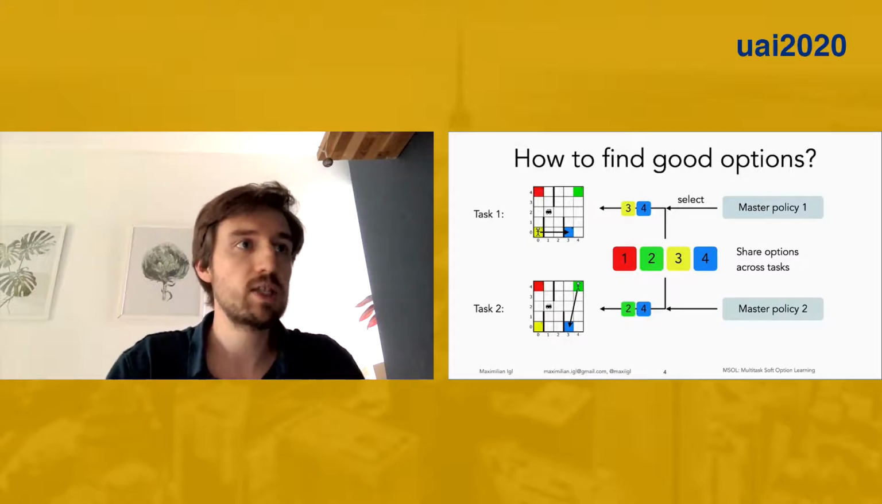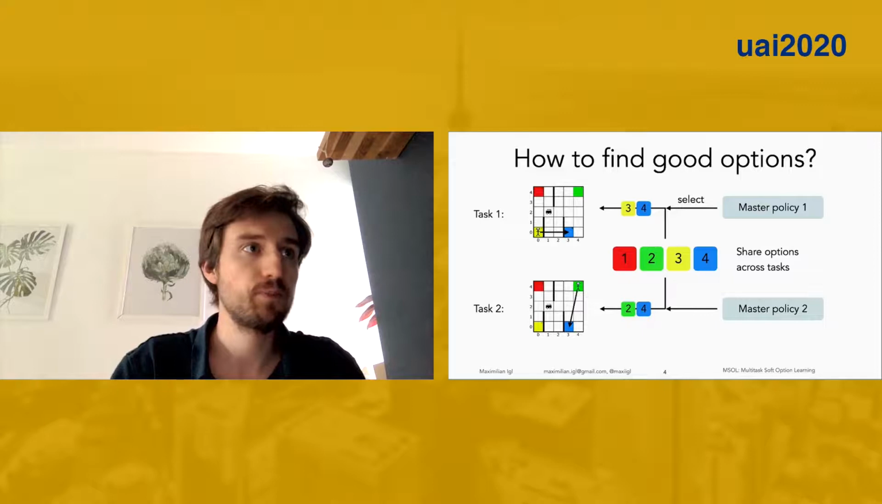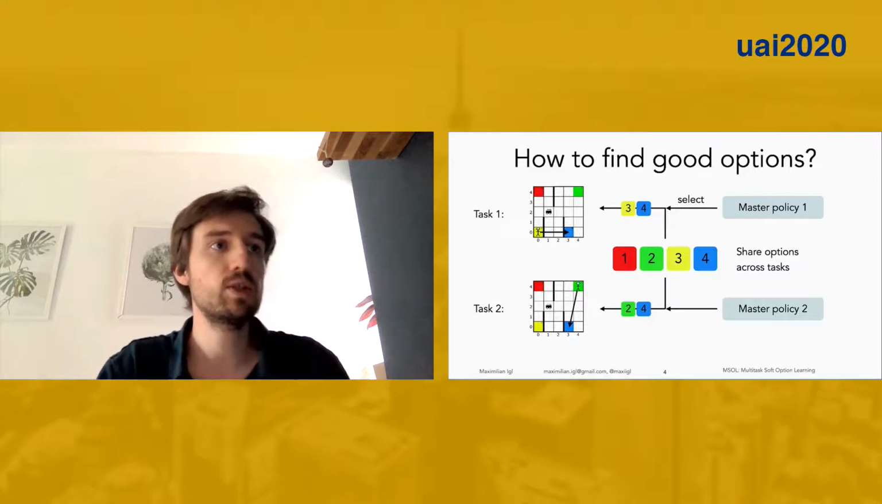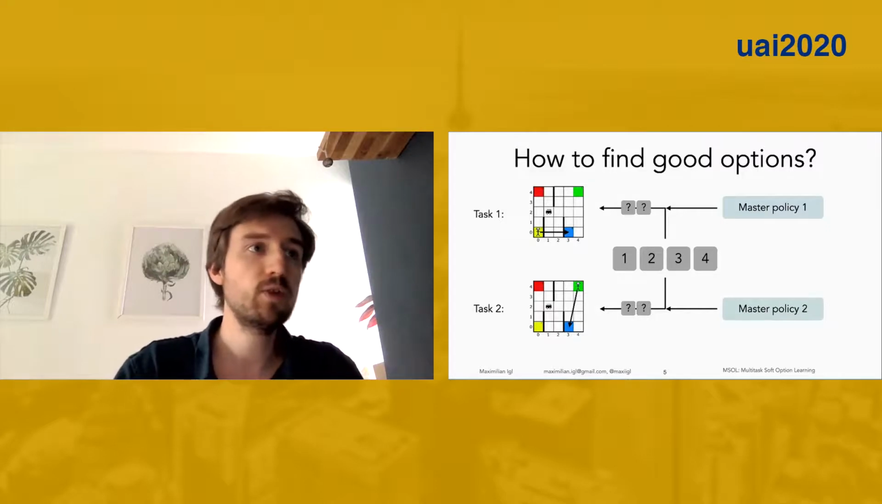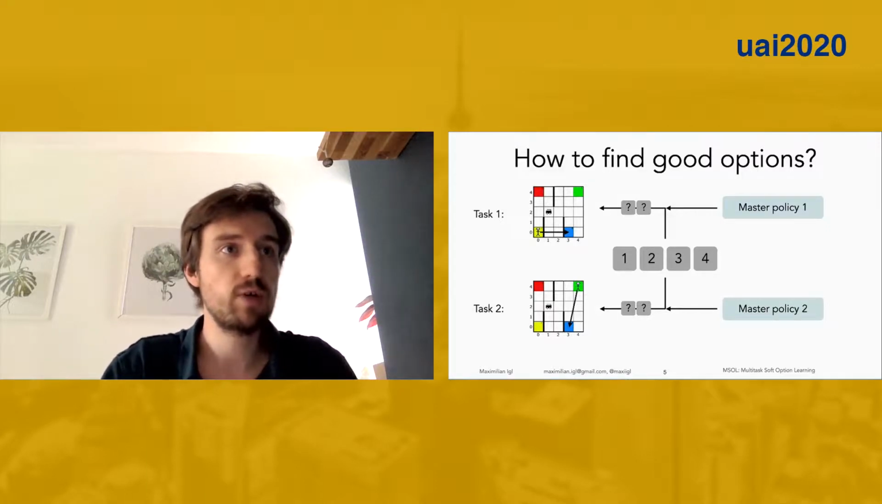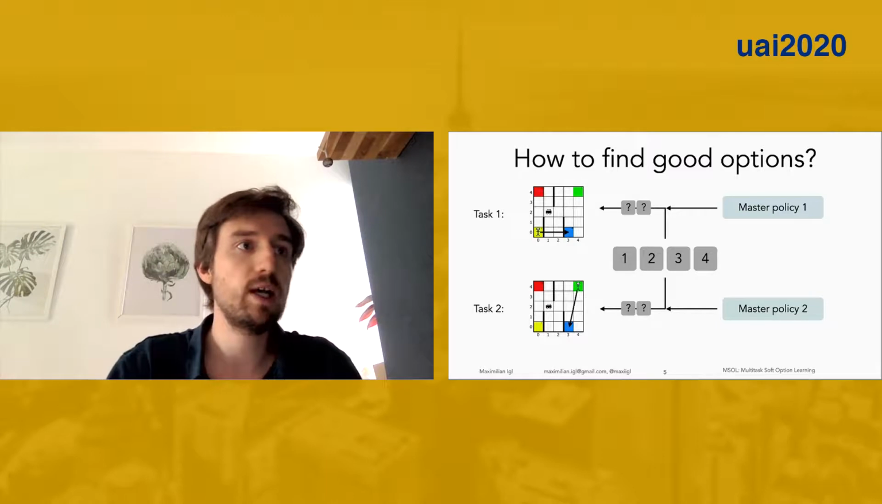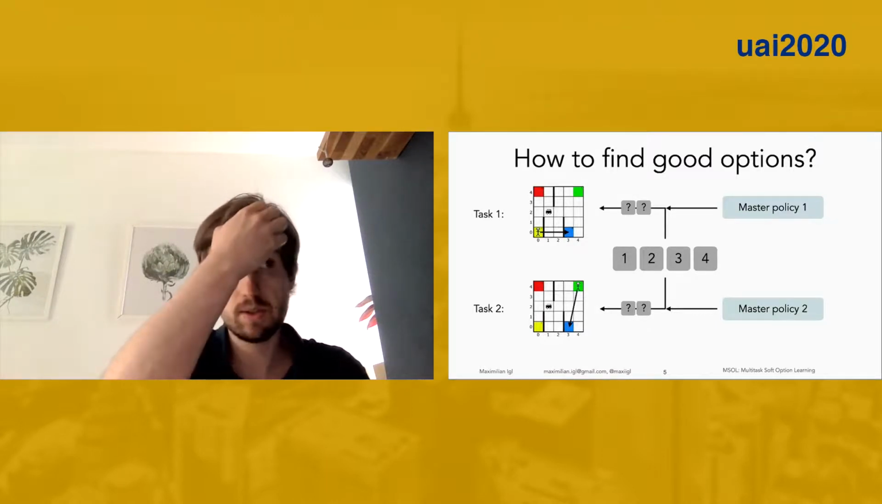So in this case, the master policy for task 1 would first pick option 3 to travel to the passenger on the yellow square, followed by option 4 to reach the blue square. Of course, this exact solution is just an example of many possible ones. Furthermore, none of this is given to the agent at the beginning of training, and the goal of our training algorithm is to learn such options which are reusable across many tasks.